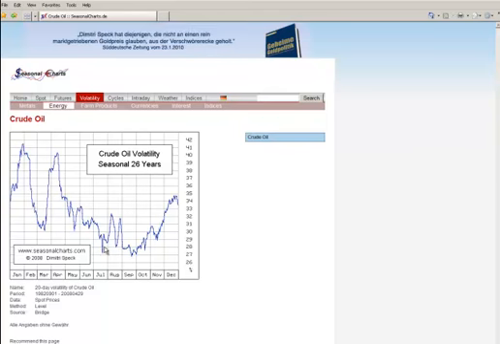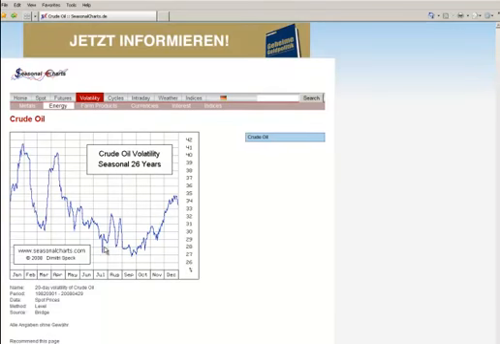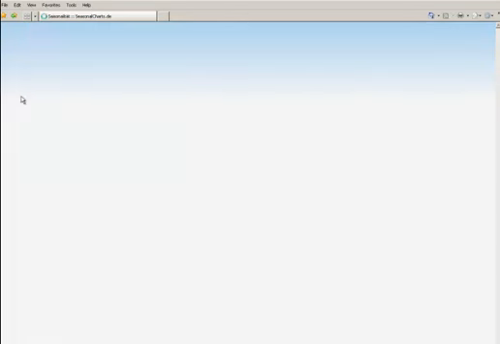So is that being reflected? Is that seasonal volatility range being reflected in the market itself? And we're going to check that now.